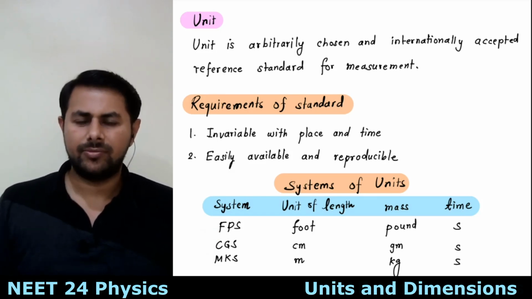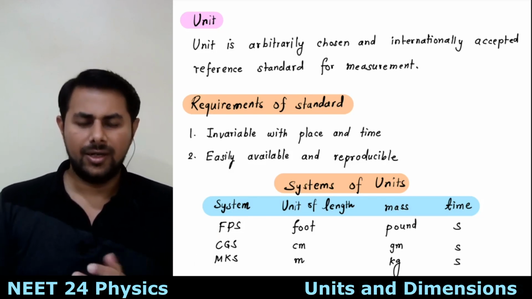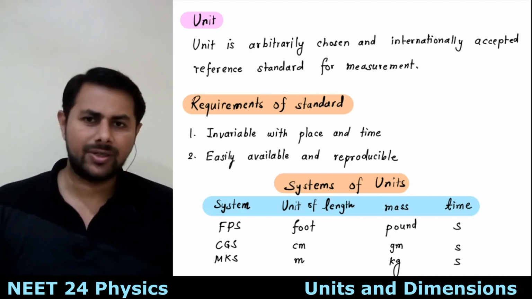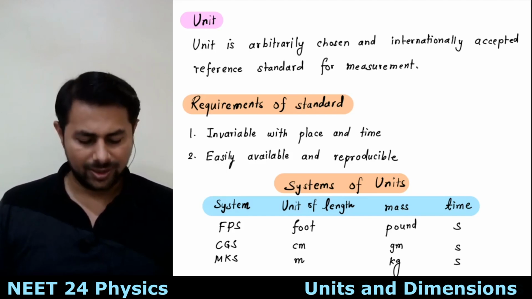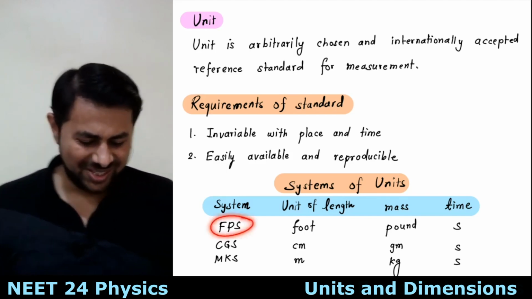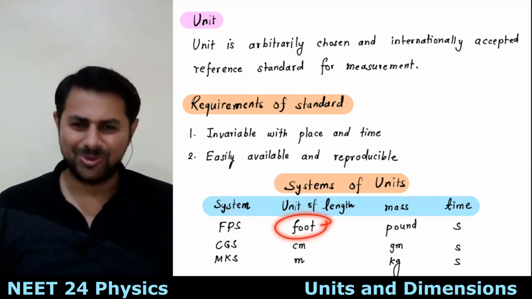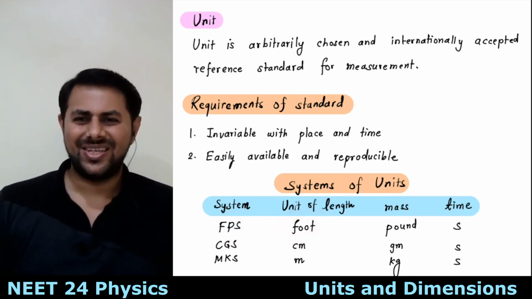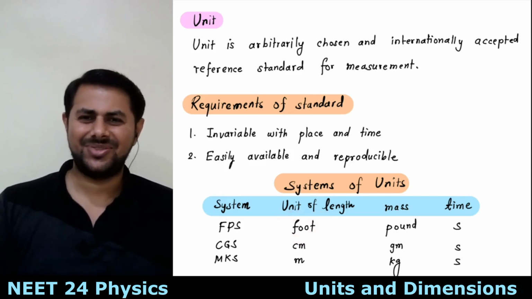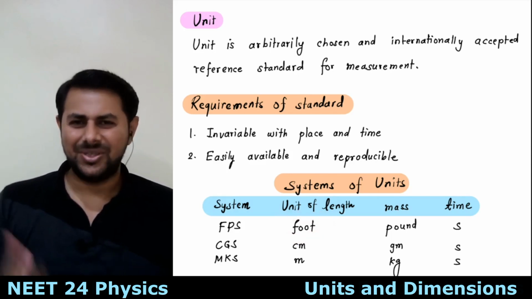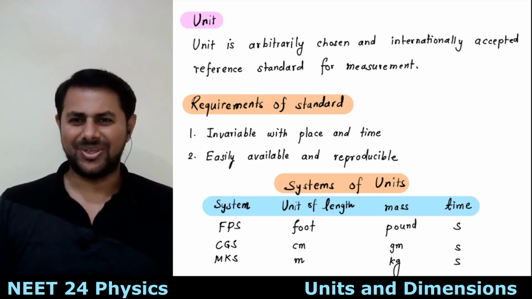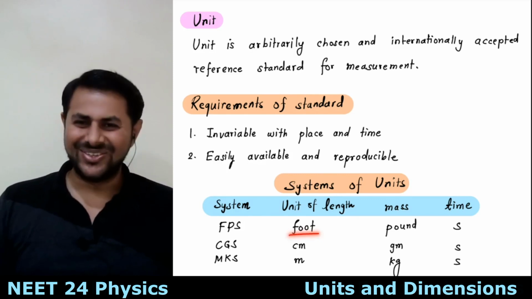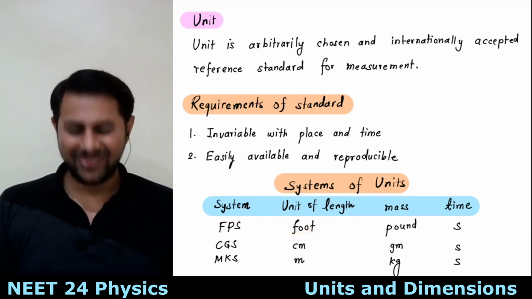Because for example, suppose there is a country, or there is a kingdom, then they will make their units depending on their convenience. So there is a story of how this foot came into practice. There was one king and he just announced that the unit of length in my kingdom, from tomorrow, will be my foot. That's it. And then it became the unit of length.